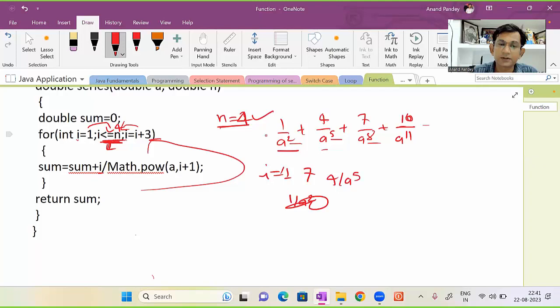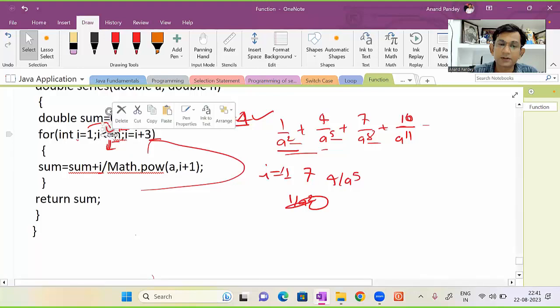So control will go outside the loop. How many terms have we added? Only 2 terms we have added. When the value of I will be 7, this condition will be false and control will go outside the loop. Got it? That's why here I have written 3 into n. We are increasing the value of I by 3. The speed is triple, so the number of repetitions we have to make 3 times. That's why here I have written 3 into n. I hope the things are clear. If it is not clear, you can ask through the comment section.